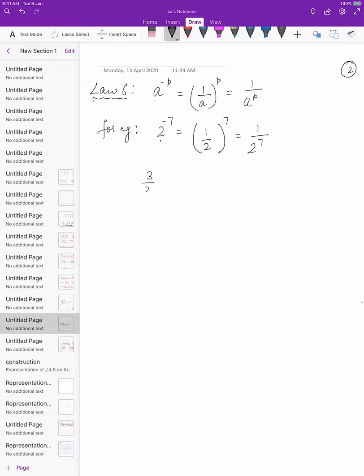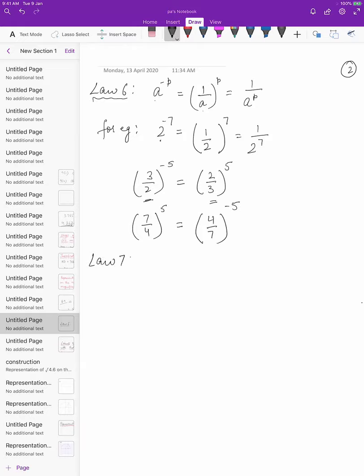Say 3 by 2 raised to the power minus 5 can be written as 2 by 3 raised to the power 5, because we have changed the exponent from negative to positive. So we have taken the reciprocal of the base. Here the base is 3 by 2, and the reciprocal has come out to be 2 by 3. On the other hand, if you have something like 7 by 4 raised to the power 5, a positive exponent, and I want to change it to a negative exponent, then also I can write it as 4 by 7 raised to the power minus 5. That means whenever you want to change the sign of the exponent, whether it is from positive to negative or from negative to positive, we always take the reciprocal of the base.